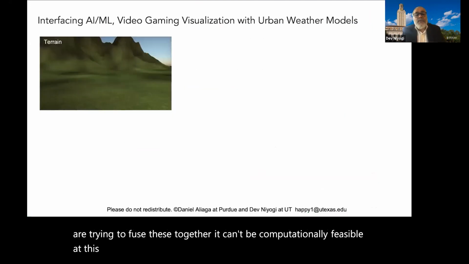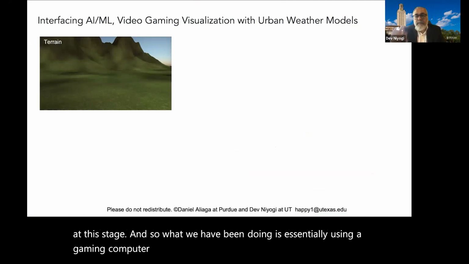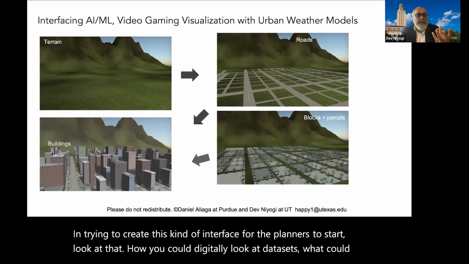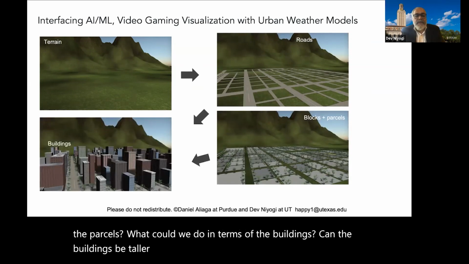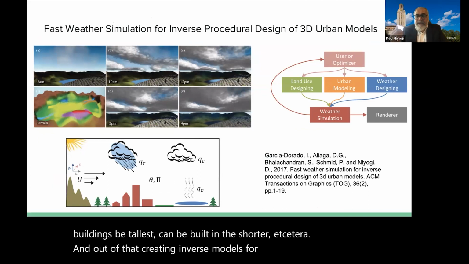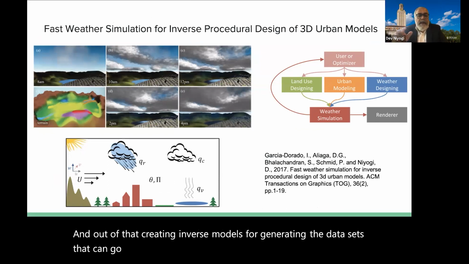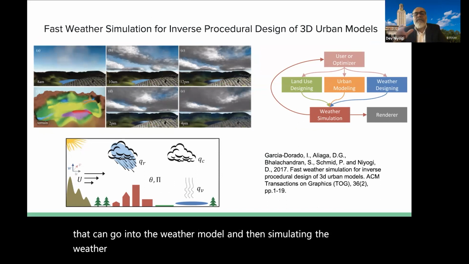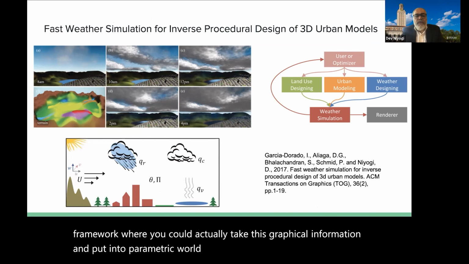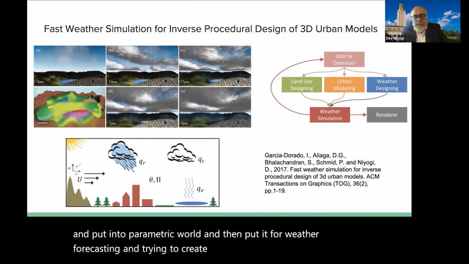And so what we have been doing is essentially using gaming, using computer games and video gaming, to create this kind of interface for the planners to start to look at how you could digitally look at data sets, what the parcels could be, what could be done in terms of the buildings, can the buildings be taller, can the buildings be shorter, etc. And out of that, creating inverse models for generating the data sets that can go into the weather model and then simulating the weather scenarios in a very fast weather simulation kind of framework, where you could take this graphical information, put it into a parametric world, and then use it for weather forecasting and try to create some sort of a prognostication system.